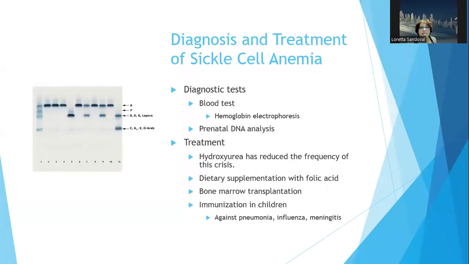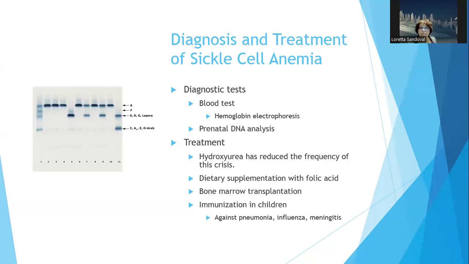It can be diagnosed through a blood test. Hemoglobin electrophoresis separates out the types of hemoglobin. And a prenatal DNA analysis can be done, so you can know what you have to prepare for if your child potentially has it. It's treated by a drug called hydroxyurea, which has been shown to reduce the frequency of a sickle cell crisis, which is a good thing. Dietary supplementation with folic acid, bone marrow transplantation, so you get healthy red cells in there, and immunization in children against pneumonia, influenza, and meningitis.